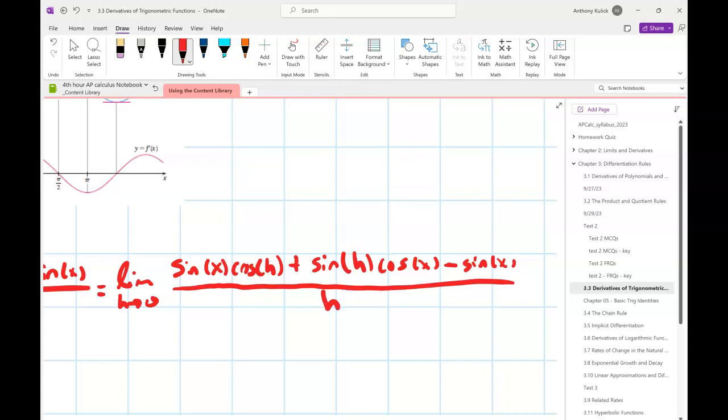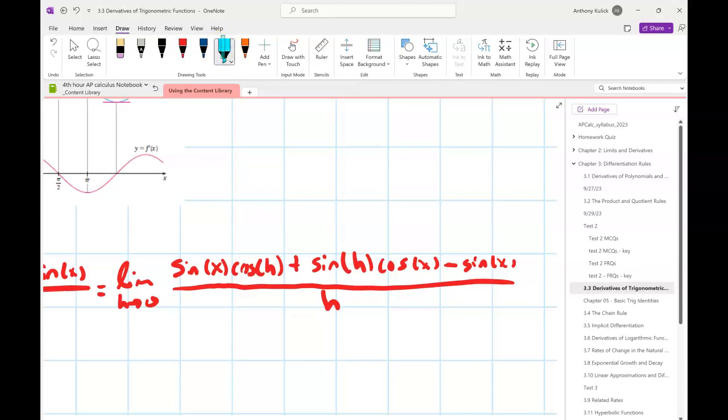Now, why is that an improvement? Well, it gets the x and h separated, right? At least it gets it out of being inside of the same trig function. Now I have trig functions with x's and trig functions with h's. That's going to be an improvement for us, right?